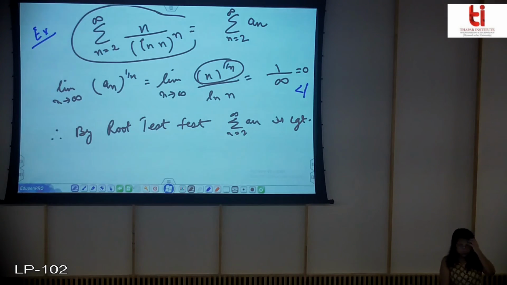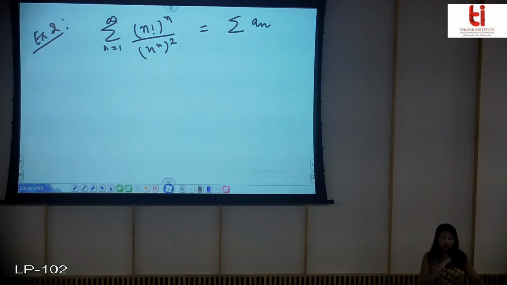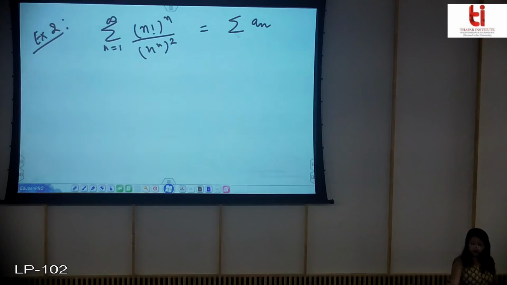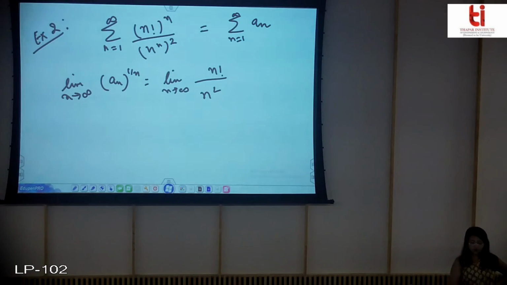Let us do another example for this root test. You have this, and you observe that the nth term is a power of n, so you can apply the root test to find its convergence or divergence. So let us see what we will get. If I find the nth root, I'll get this, and now find the limit.